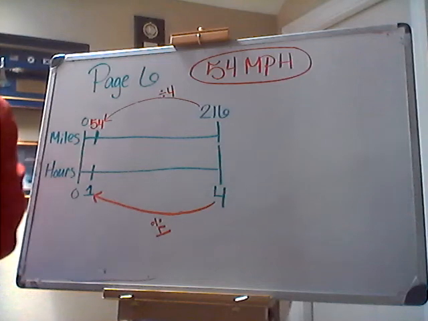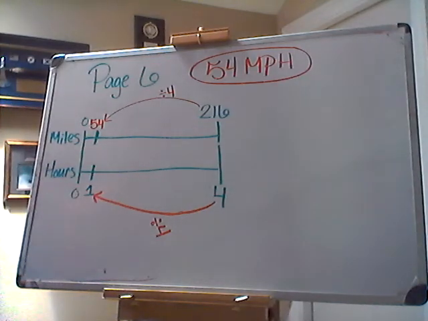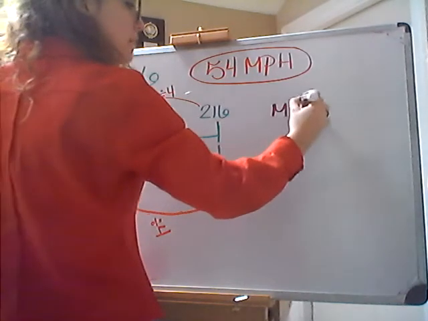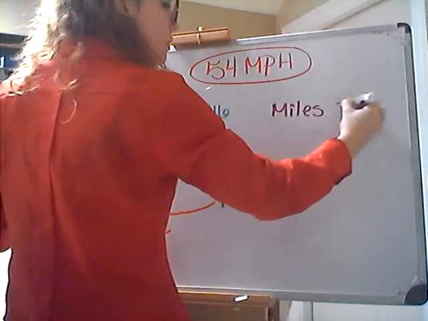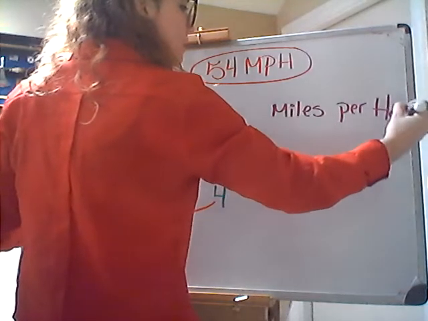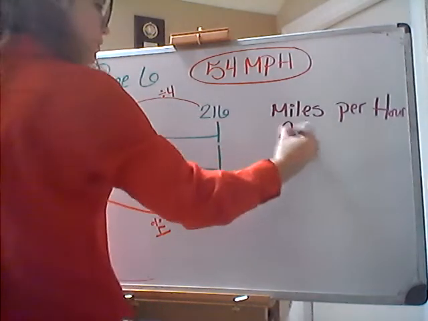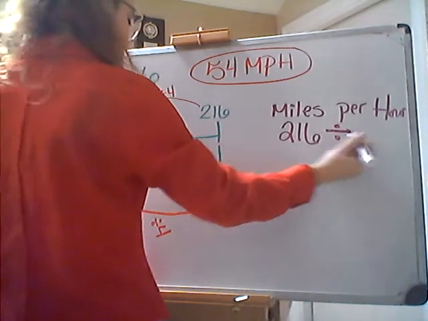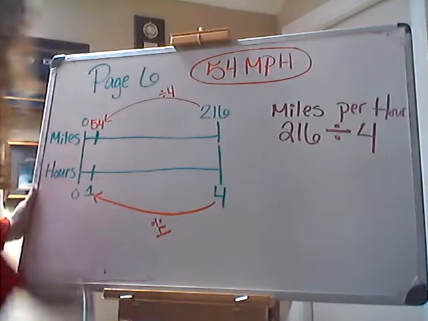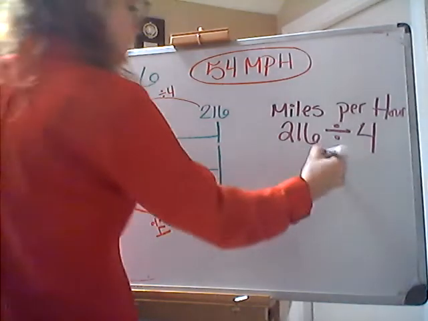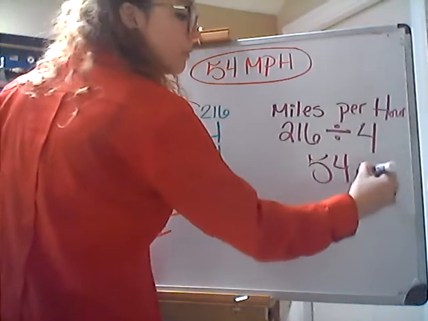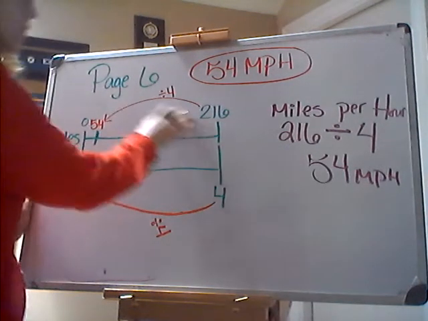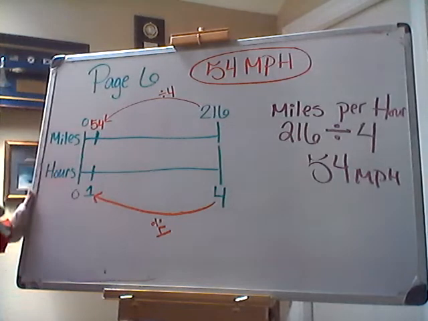If you want to check that using a method that you're more familiar with, which is the way we usually do it in class, to find miles per hour, we do miles divided by hours. So 216 divided by 4, which gives us 54 miles per hour. Notice we did 216 divided by 4 here. We did the same thing right here on the top of that double number line diagram to find the answer.